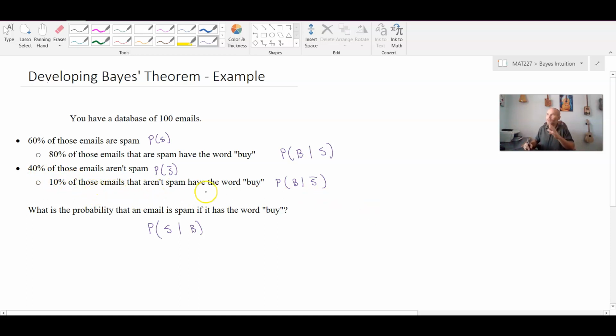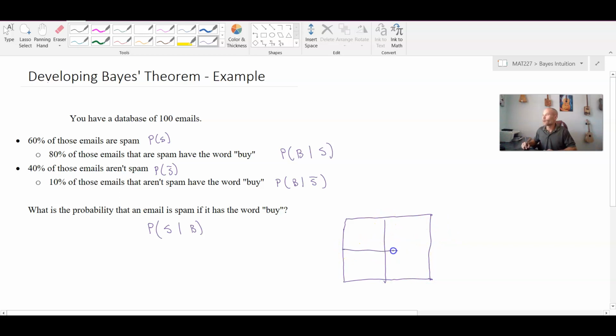So you can be probably pretty confident that if it has the word buy in it, then it is likely going to be spam. But what we want to know is, out of all the emails that we get that have the word buy in it, what's the probability that it's spam? Notice that the conditional probabilities we have here have the condition and the event reversed in terms of what it is that we're looking for. So let's go ahead and construct a table. A lot of times constructing a table is a much easier way of solving these problems.